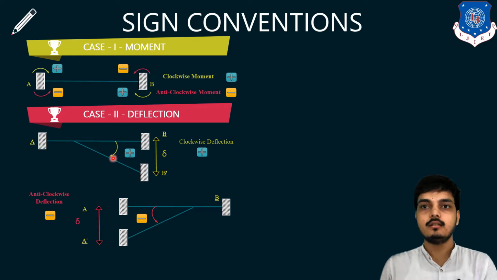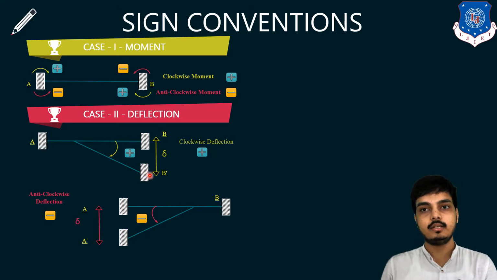In the same way, if I am considering support A deflecting, meaning A is shifted towards A dash, this delta is in anti-clockwise direction. So it is considered as anti-clockwise deflection, so we have to take it as negative. It is clockwise deflection, so positive. It is anti-clockwise deflection, so negative.